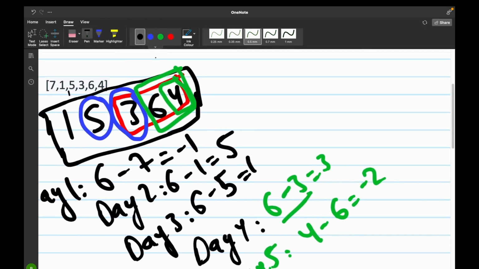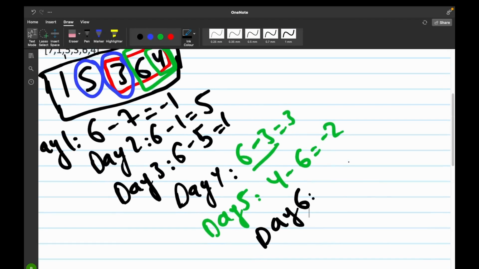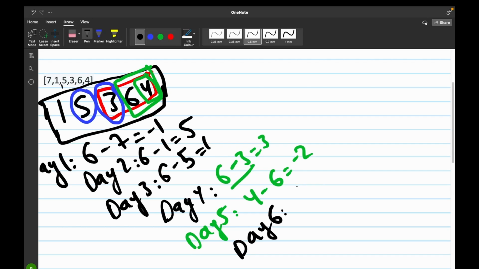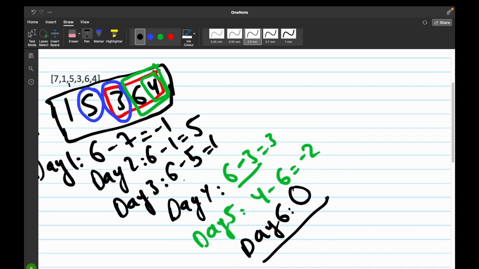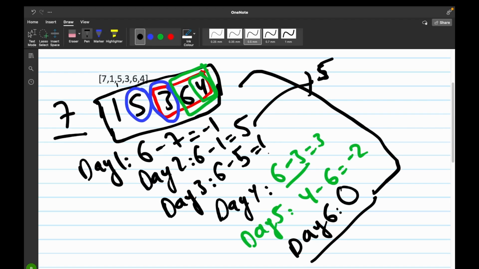Now we come to day 6. For day 6 we are left with no price to sell the stock, so the profit, if we buy the stock on day 6, is 0. So the maximum profit that we can see from all these days is 5. We will eventually see that the maximum profit that we can earn from all these days is 5.